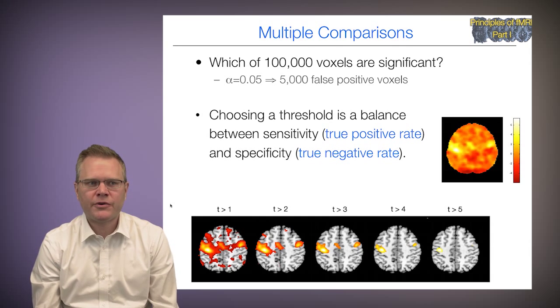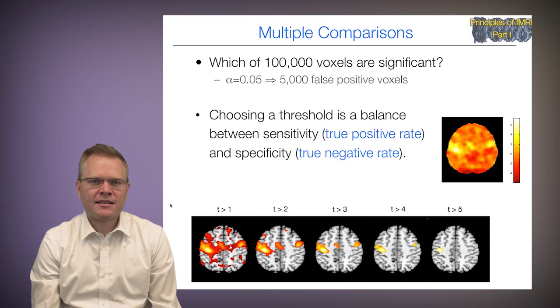So how do we choose the threshold to determine which voxels are active and not active in a principled way that we can defend and believe in? That's what the next couple of modules are about.